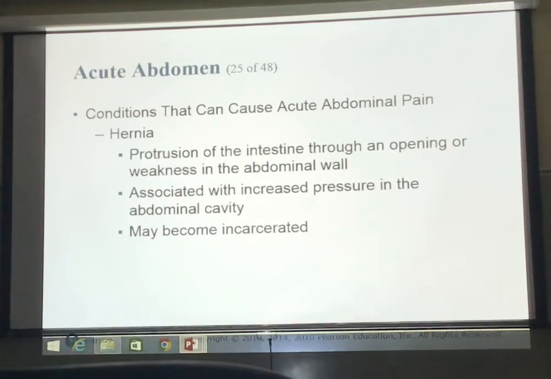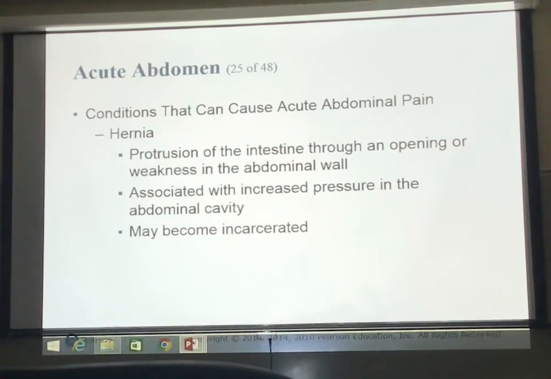Most hernias are not life-threatening and can be easily treated. However, hernias can become life-threatening, okay? What is a hernia? It's protrusion of the intestines through the opening or weakness in the abdominal wall. If they become incarcerated, okay, it means the intestine has turned over on itself and it's being squeezed where it's like suffocating, okay? All the blood flow to that part of the intestine is not getting it anymore.